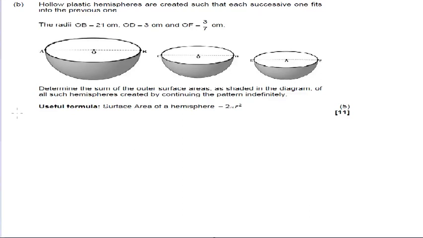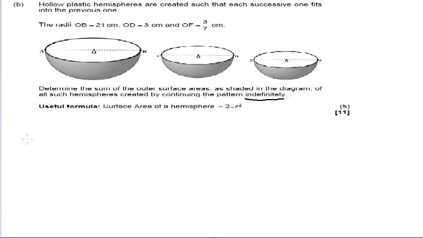Question 2b, we have hollow plastic hemispheres created such that each successive one fits into the previous one because the radii are getting smaller and smaller, and we want to determine the sum of the outer surface areas, in other words the shaded part in these diagrams, if this pattern continues indefinitely. So indefinitely means the sum to infinity.